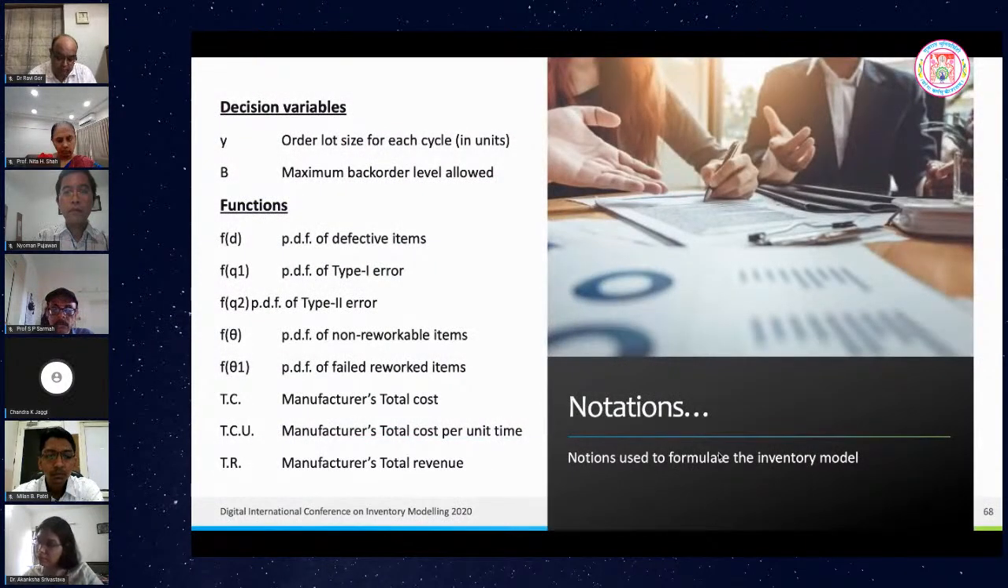Here, the decision values are the order lot size each cycle and the maximum backorder allowed. And these are your PDF for a defective item, PDF for type 1 error, PDF for type 2 error, PDF of non-reworkable, PDF of failed rework, manufacturer's total cost, the manufacturer's total cost per unit time, then manufacturer's total revenue.